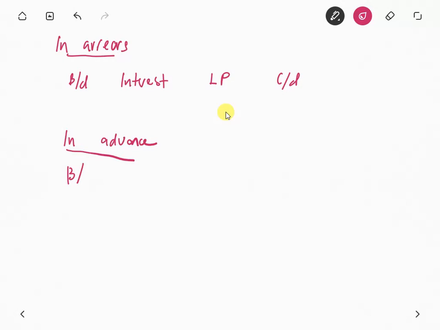In advance, we start with the opening balance, then the lease payment, we minus out the capital. This one is paid in advance, which means today I borrow, today I pay. This is my capital balance outstanding. Today is my balance. Today I pay. This is the balance today. At the end of the year, I'm going to pay my interest, charge interest, and this is my closing balance.